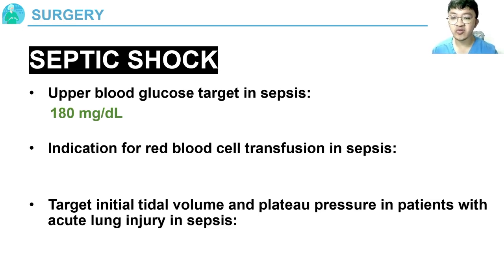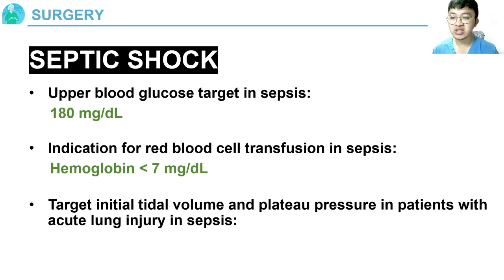Next, what's the indication for RBC transfusion in sepsis? So, more or less it is the same. When we want to transfuse, we have the trigger point of 7 milligrams per dL. Hemoglobin less than 7 milligrams per dL, that's when you transfuse in sepsis or basically in most other causes or most other indications for surgery.